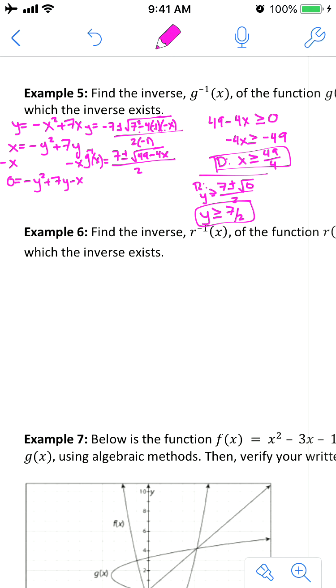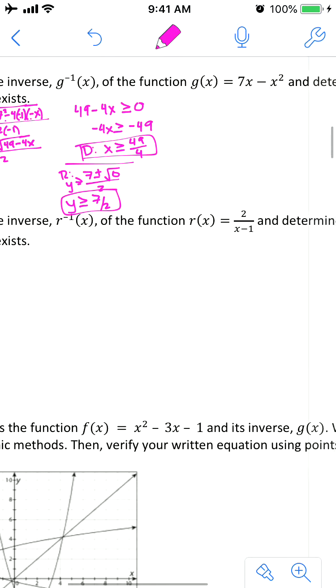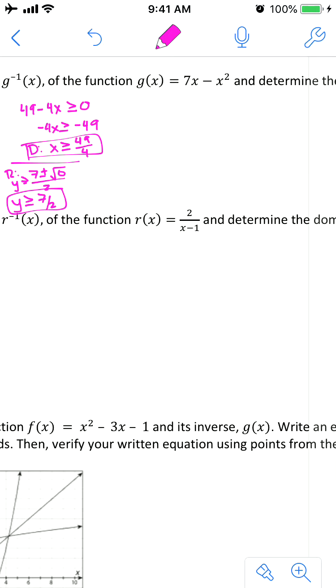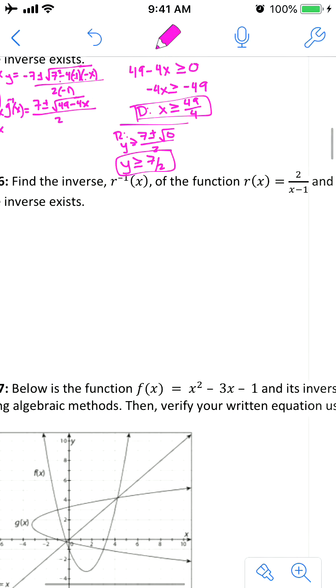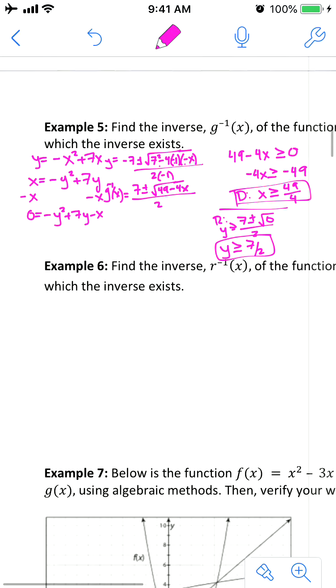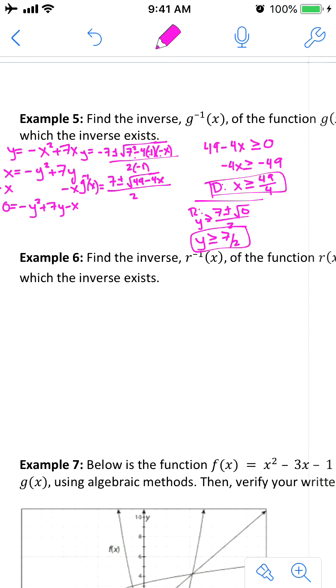Rationals are fun. Find the inverse R inverse of x and the function R of x, for the function R of x equals 2 over x minus 1, and determine the domain and range over which the inverse exists. Well, we've seen that quadratics often yield radicals, right? And that makes sense. When you take a square and you inverse it, you get a radical. You get a square root, right? So what would be the inverse of a rational?